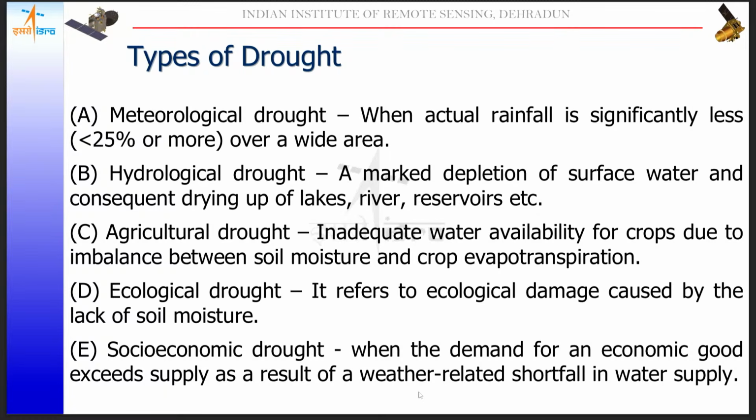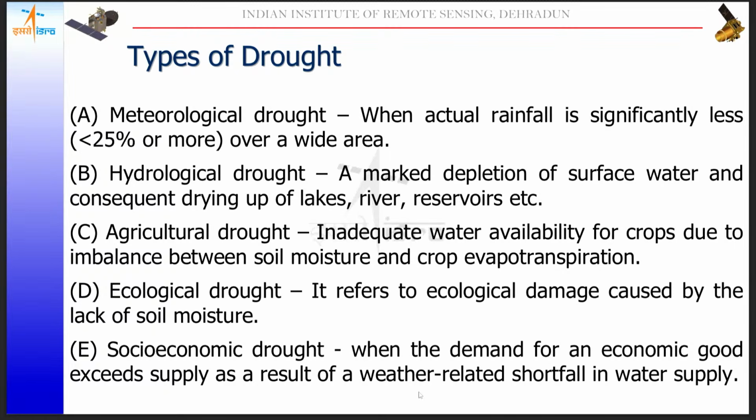So there is a substantial impact on crop growth because of the reduction in the photosynthesis process. As mentioned in the definition, due to an imbalance between soil moisture and crop evapotranspiration, the situation that is created is defined as an agriculture drought.